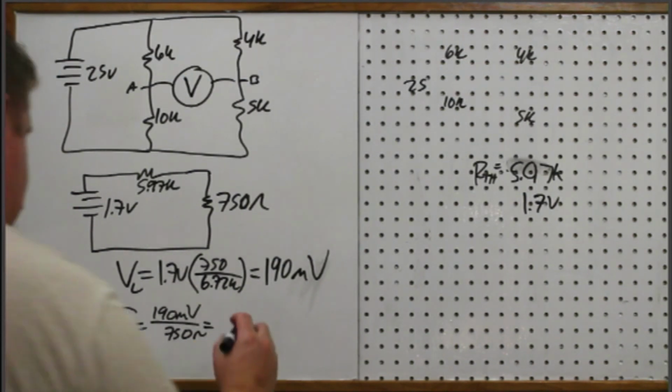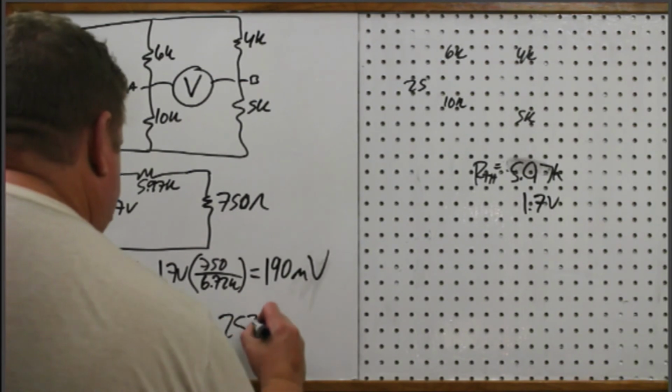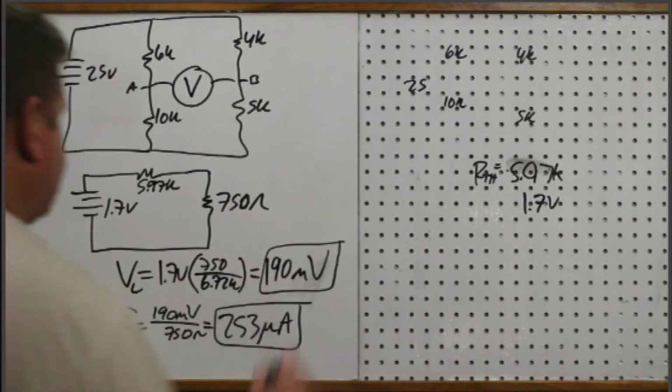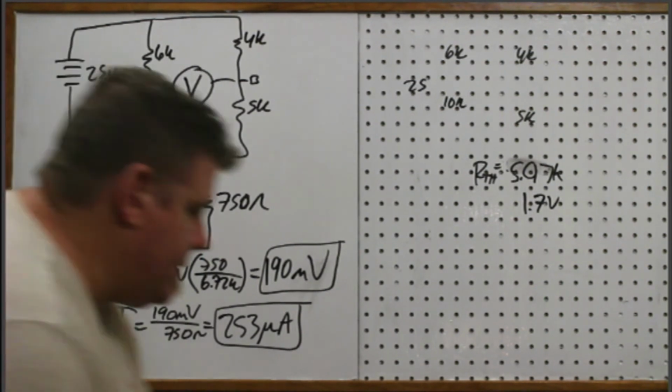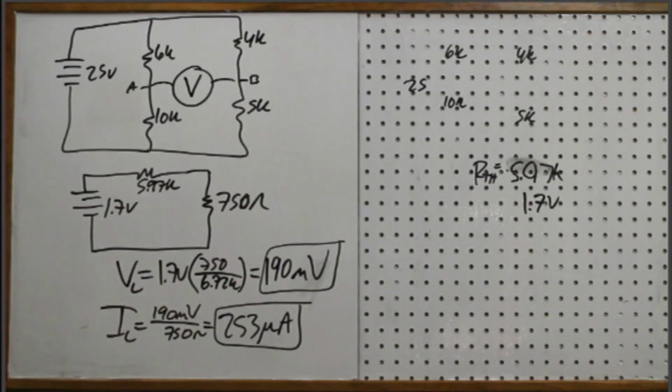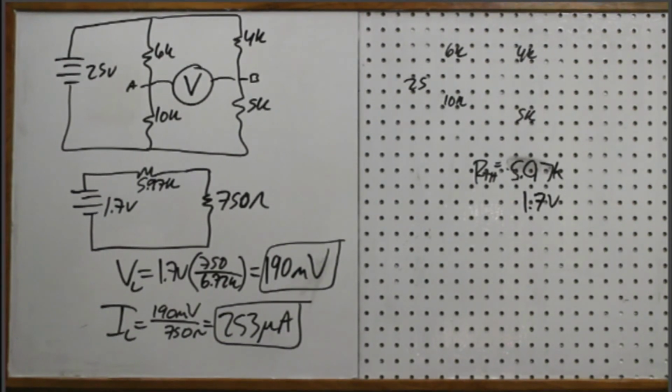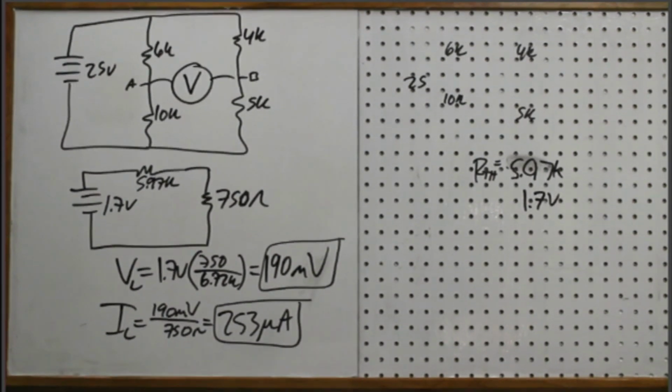And we do indeed have microamps. It's 253 micro. So there's our performance characteristics of a 750 ohm resistor in this Wheatstone bridge. All right, so let's check Multisim one more time and see how we did.